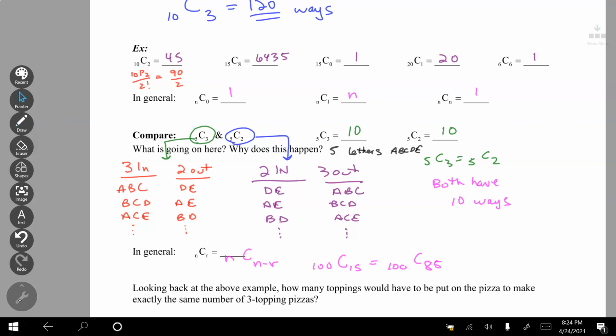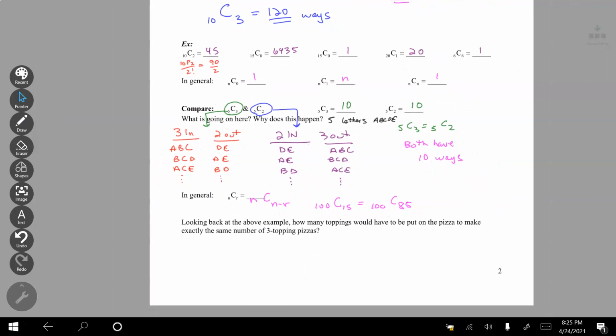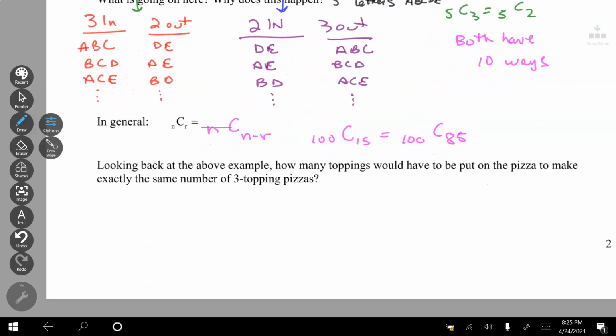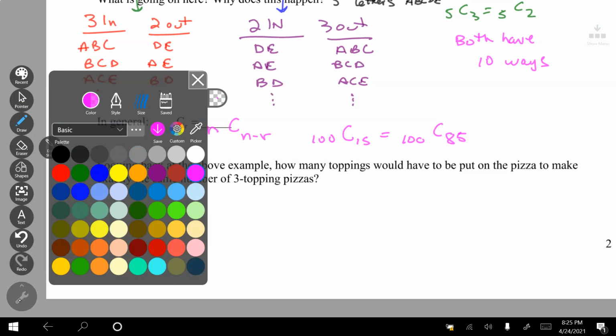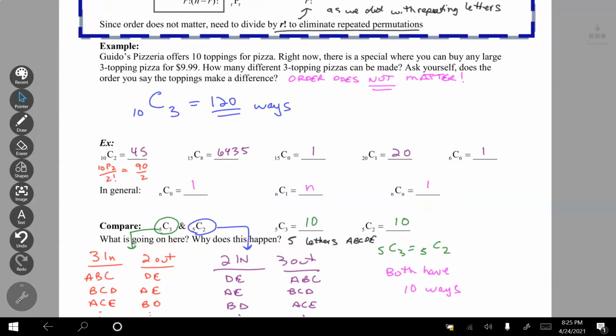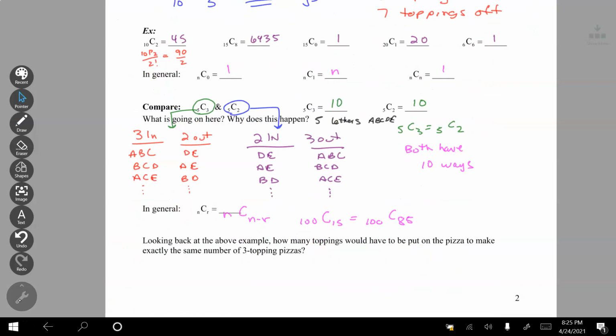So we go back to our pizza problem. I'll make it bigger. What's another way I could have done this? Let me choose red. Let me go back up here. So 10C3 means I had 3 toppings on the pizza and 7 toppings were left off the pizza because I didn't pick them. I took the 3, I left the 7 off.